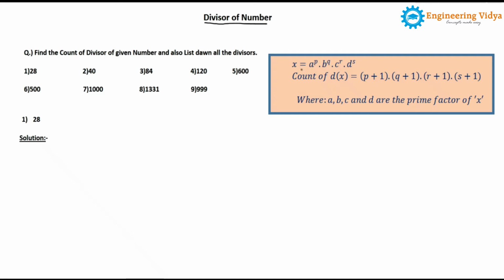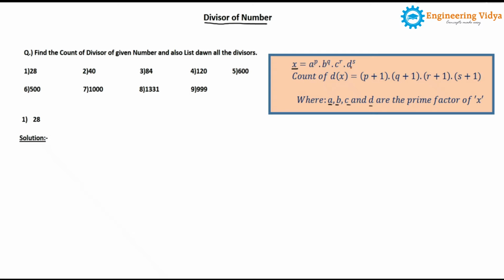and how to find the divisors, right? Suppose x is any number and you want to calculate how many divisors there are for x. What you can do over here is first express x in the form of a raised to p into b raised to q into c raised to r into d raised to s, right? Where p, q, r and s are the powers of a, b, c, d, and where a, b, c and d are the prime factors of x, right?